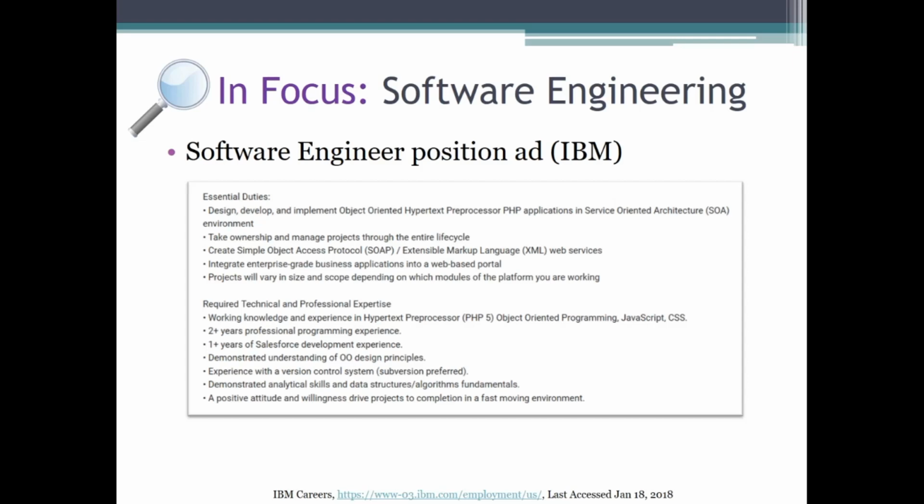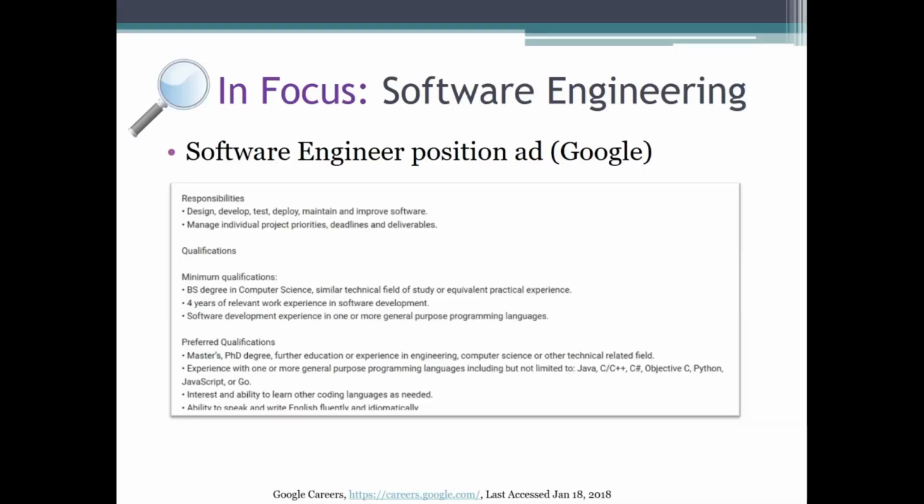And if you notice under the required technical portion, in addition to the list of programming languages such as PHP and other languages, 2 years of professional programming experience. When students finish the course, they may not have that lengthy time of professional programming experience. This is another software engineering position ad from Google. You'll see that the minimum requirements call for a bachelor degree, but the preferred is actually a master's, and also a number of years of programming experience.